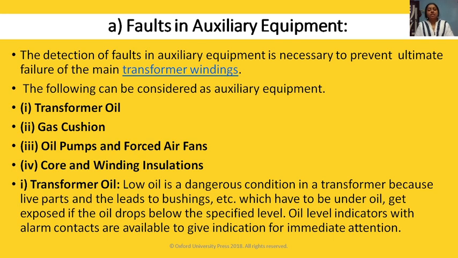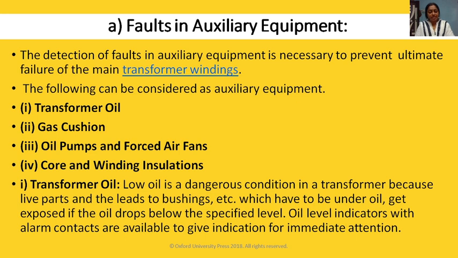Faults in auxiliary equipment. What are the different auxiliary equipment connected to the transformer? That are transformer oil, gas cushion, oil pumps, forced air fans, core and winding insulation. Now first we will see transformer oil.